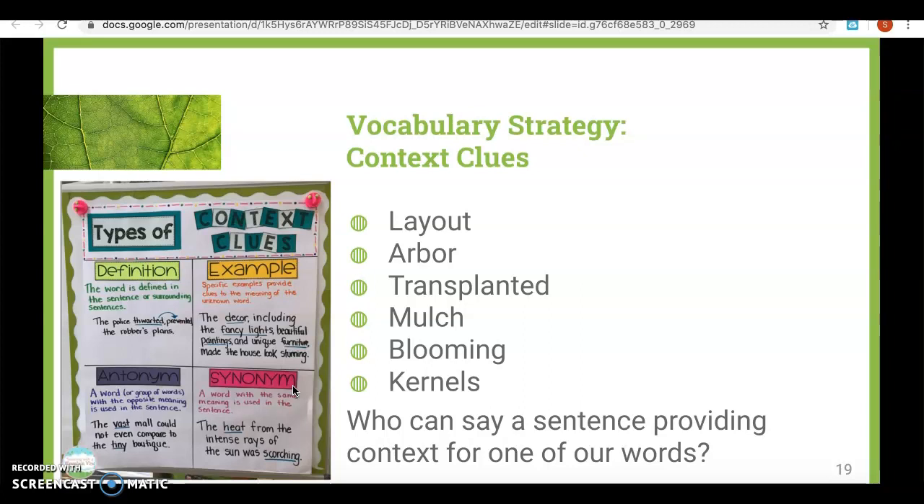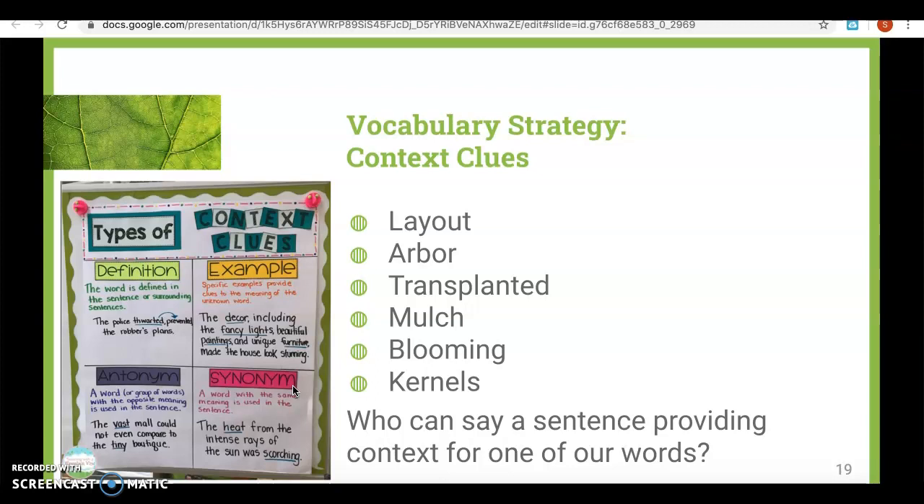Remember, context clues are the information in a sentence and around a sentence that can help us determine the meaning of a word. Sometimes the word is defined in the sentence or the surrounding sentences. For example, the police thwarted or prevented the robbers' plans. That means that thwarted means prevented.